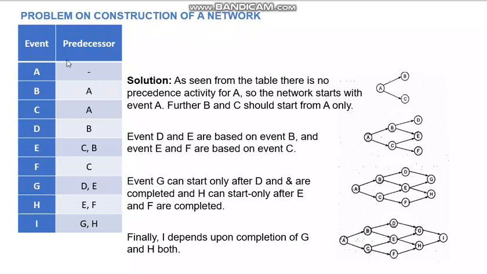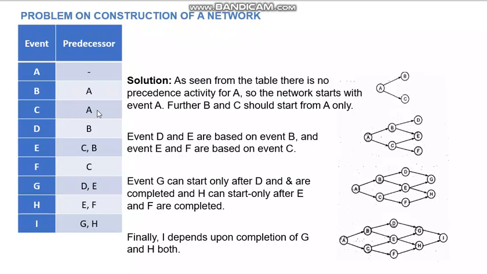Okay, and the next column, predecessor, is given. See, what is the predecessor for A? Nothing. That means A can start anytime. What is the predecessor for B? A. That means B can start only when A is completed. And what is the predecessor for C? A. That means once A is completed, both B and C can start.